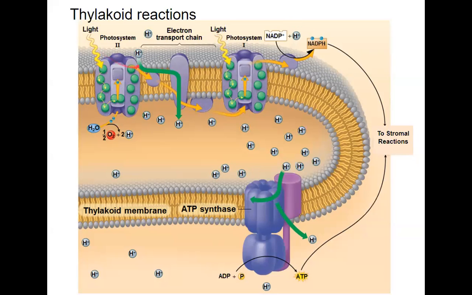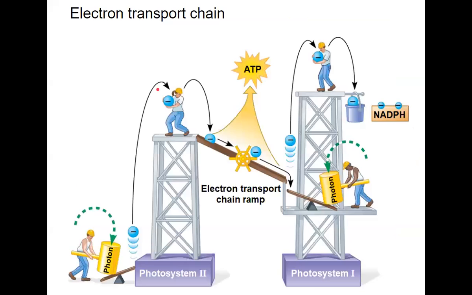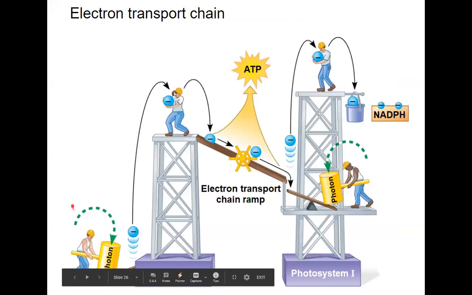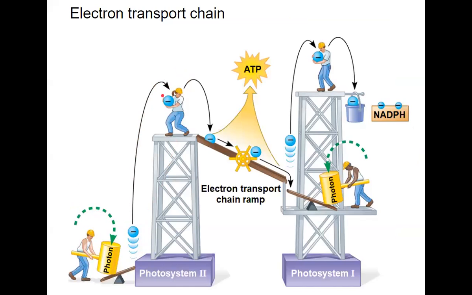All right, so we're using photons or light to energize an electron. That's going to boost its energy way up. Then we're going to pass it along an electron transport chain. While we're doing that, we're going to use a little bit of its energy to do some work, and I'll explain what that is in a moment.